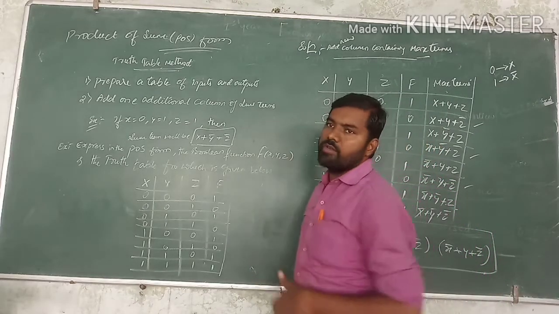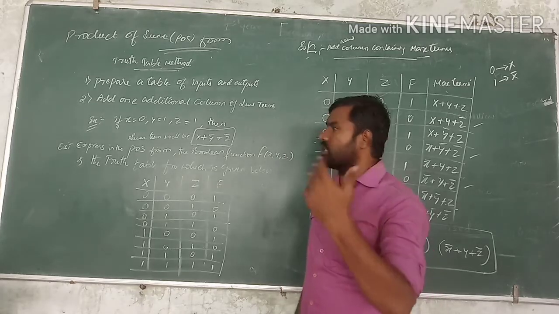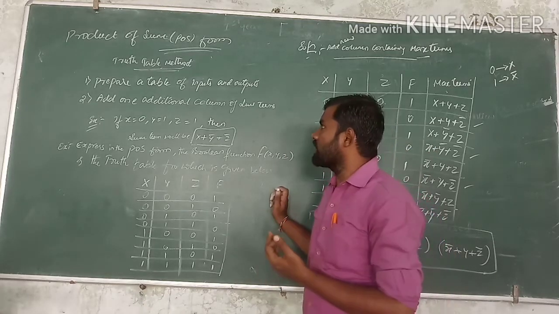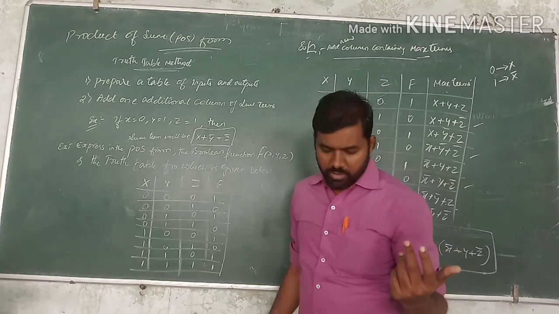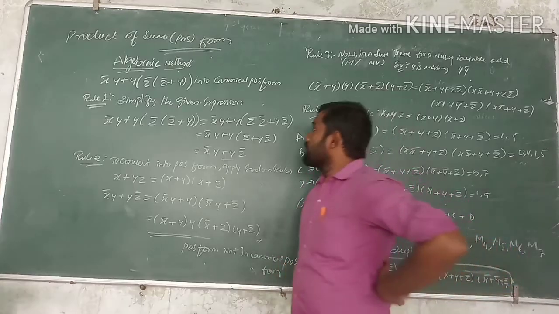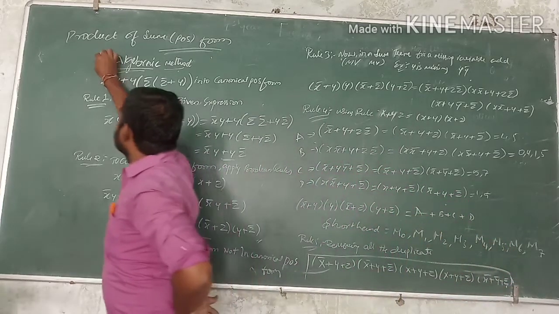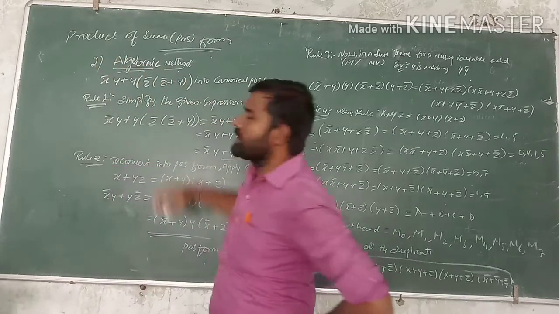Which is the better one, you can go for that one. In examination, if they mention that using the truth table, you should go for only this one and don't go for algebraic methods over here. So now we will go for the second method, the product of sum, algebraic method.